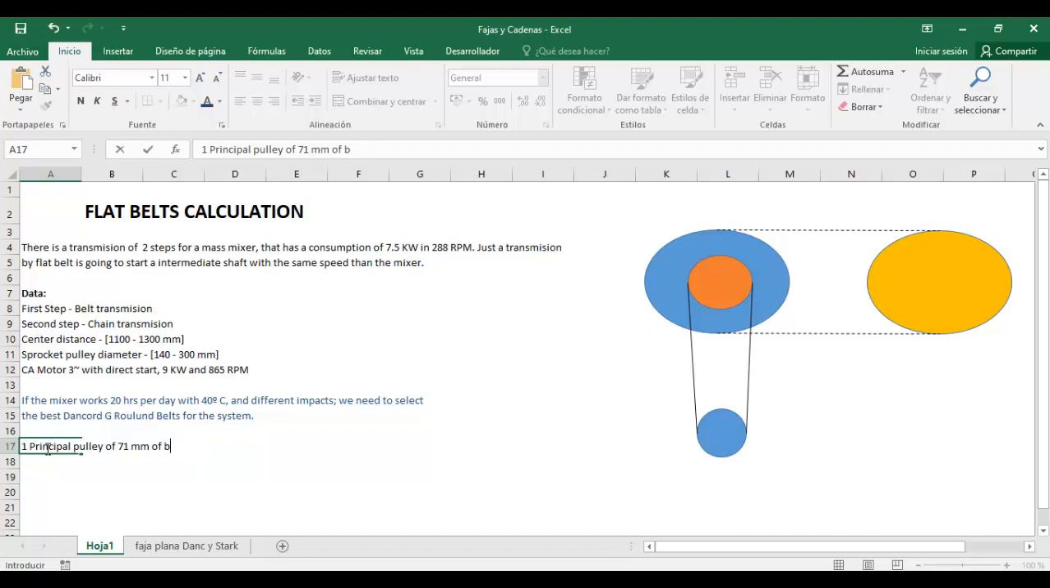Of width, for a flat belt with a flat belt with diameter of 200 millimeters. Okay, this is gonna be the same.